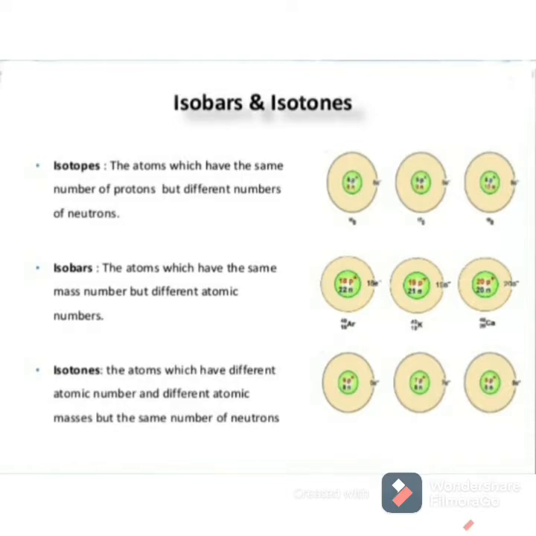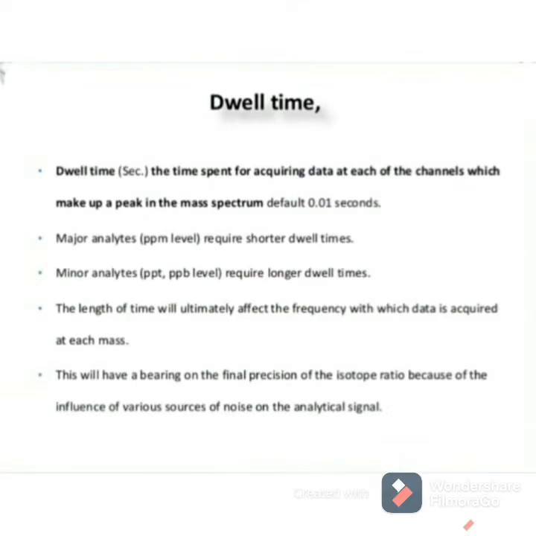What is the dwell time? Dwell time, in seconds, is the time spent acquiring data at each of the channels which make up a peak in the mass spectrum, default 0.0 seconds. Major analytes at the part per million level require a shorter dwell time. Minor analytes at part per trillion or part per billion levels require a longer dwell time.